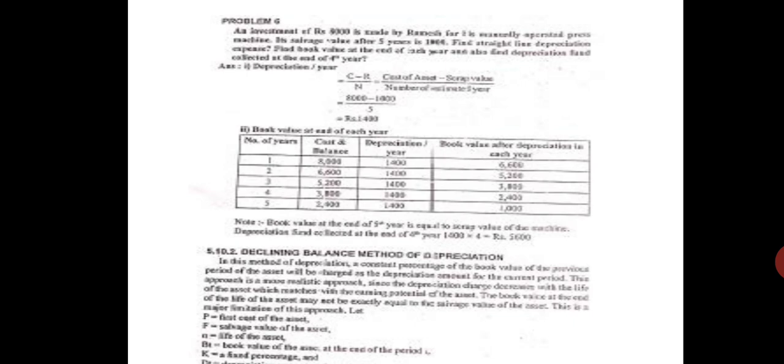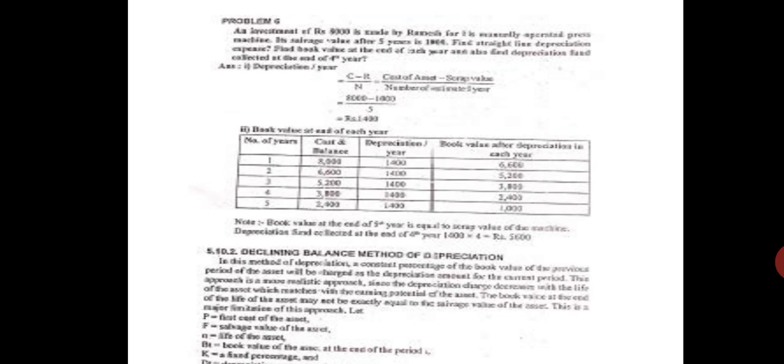You see this problem here. An investment of rupees 8,000 is made by Ramesh for his manually operated press machine. Its salvage value after 5 years is 1,000 rupees. Find the straight line depreciation expenses. So here Ramesh has bought one press machine for 8,000 rupees. He is going to use it for 5 years, and after 5 years it is to be sold as a scrap for 1,000 rupees.